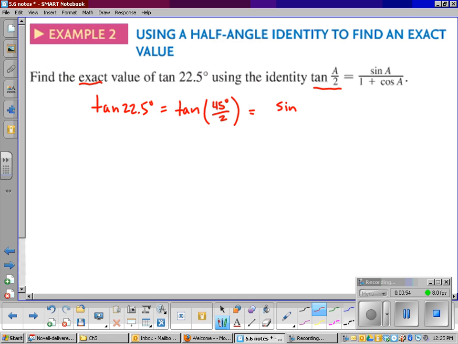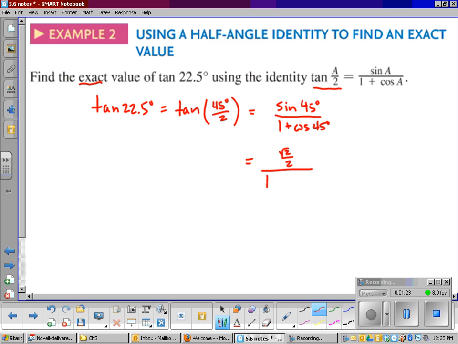rewrite that as sine of A over 1 plus cosine of A. A over 2 is 45 over 2, so A is 45. So I have sine 45 degrees over 1 plus cosine 45 degrees. So it's half the angle here, it's the full angle over here. Now that we have special angles over here, we can substitute values for them. When we evaluate sine 45 using our hand trick, we see that that's square root of 2 over 2.